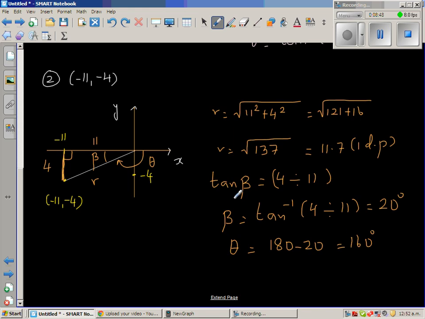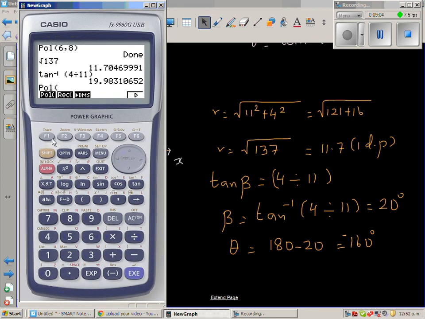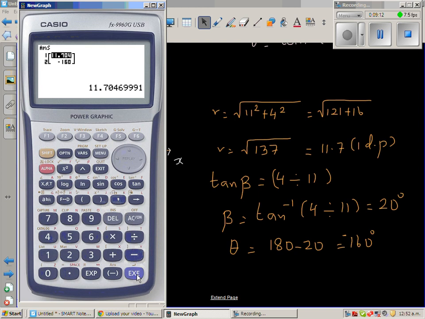And as we're going anticlockwise, this would be minus 160. So the coordinate would be 11.7 comma minus 160 degrees. So let us check this on a calculator. Polar form, negative 11 comma negative 4. Yeah, we got exactly 11.7, and this is 160.0. So this is exact. So when you round this is negative 160 degrees.